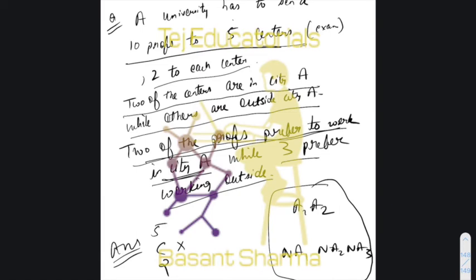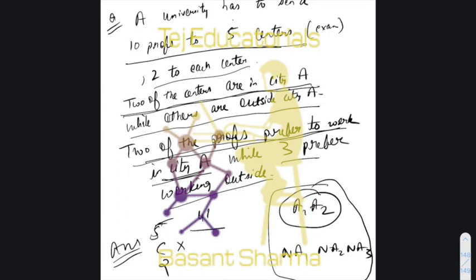Now you have 2 centers in city A, right? Now you see the thinking process is like this: 2 of the centers are in city A, so you need 4 professors for city A. 2 I already have, A1 and A2, who prefer to work in city A. I need 2 more professors for the centers in city A. So I select 2 professors from the remaining 5 who can work anywhere. Now I have 4 professors with me.